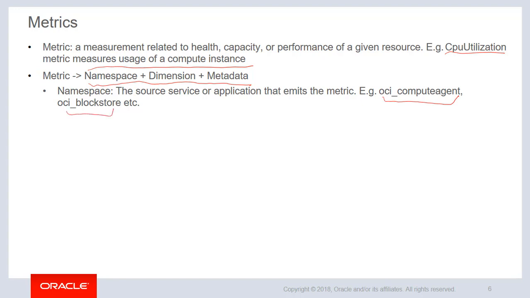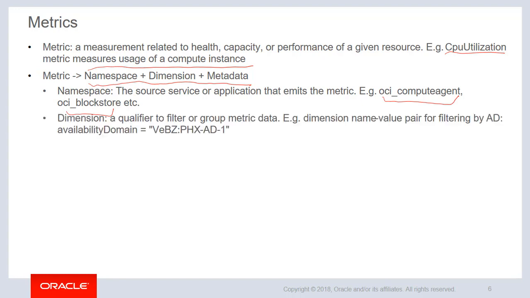All the supported services, which are supported by the OCI monitoring service today. The second key component is this thing called dimension. Think about dimension as a qualifier to filter or group metric data.